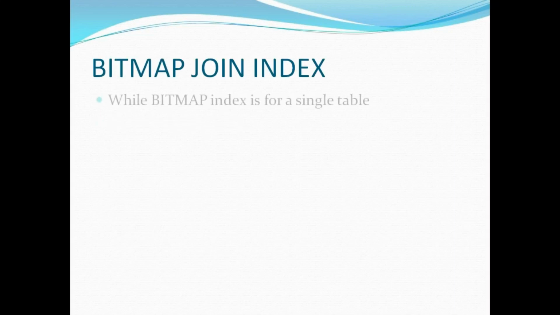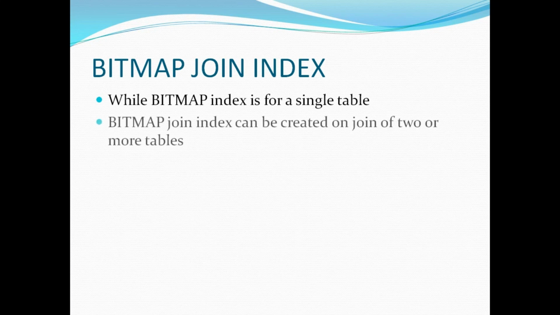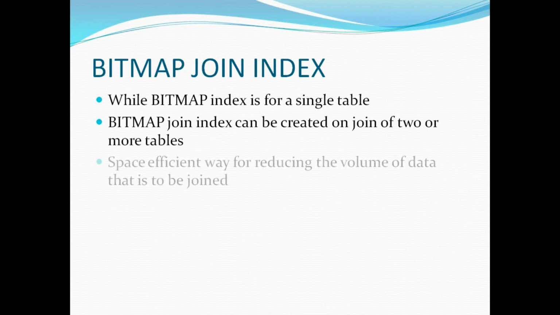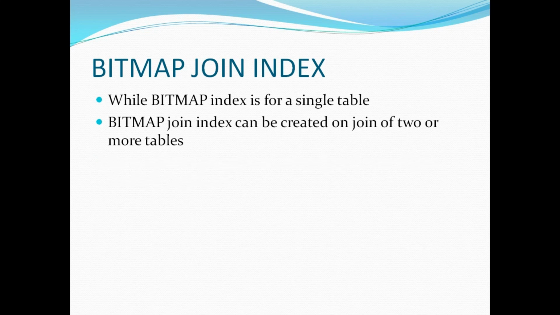So let's talk briefly about the bitmap join index. While a bitmap index is created for a single table, a bitmap join index can be created on a join of two or more tables. Though the index will belong to a particular table, it will store the values that are retrieved from the join of two or more tables. As we move to our next example, this will be very clear. The other thing is that it's a space efficient way of reducing the volume of data that is to be joined. Again, when we move to our next slide, this will be very clear.